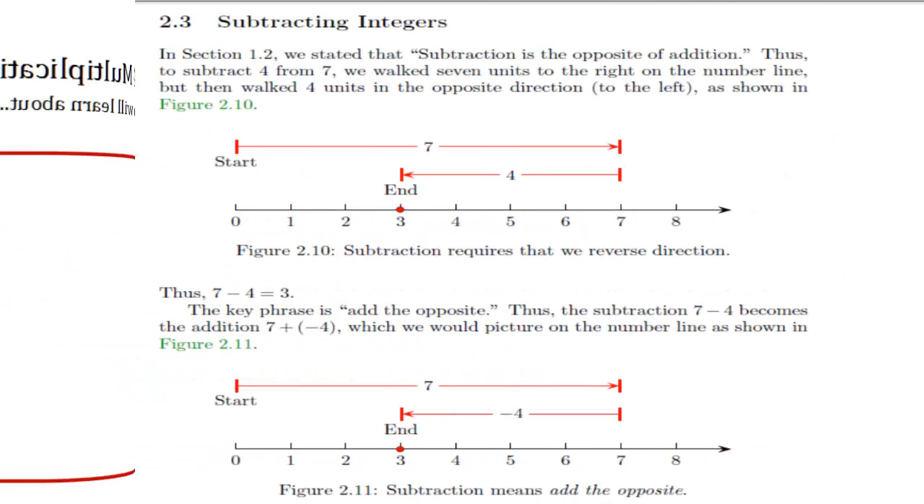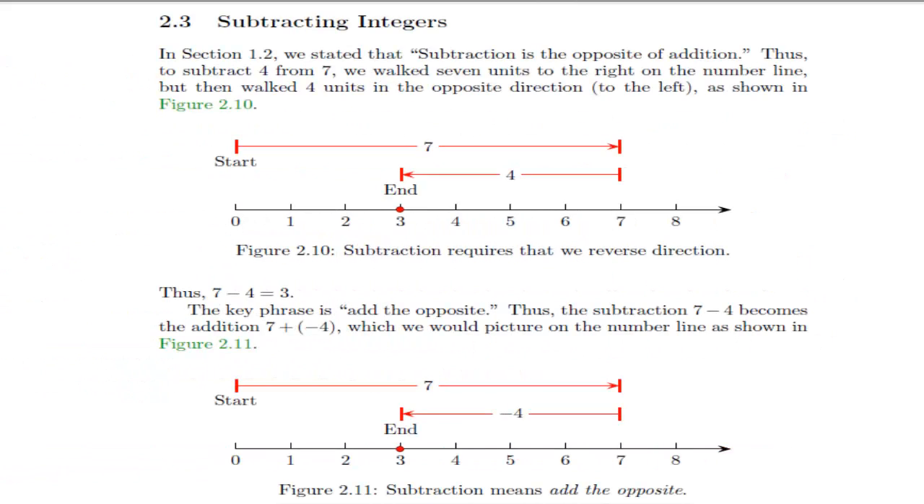quantity. In Section 1.2, we stated that subtraction is the opposite of addition. Thus, to subtract 4 from 7, we walked 7 units to the right on the number line, but then walked 4 units in the opposite direction to the left, as shown in Figure 2.10. Thus, 7 minus 4 equals 3. The key phrase is add the opposite. Thus, the subtraction 7 minus 4 becomes the addition 7 plus negative 4, which we would picture on the number line as shown in Figure 2.11.